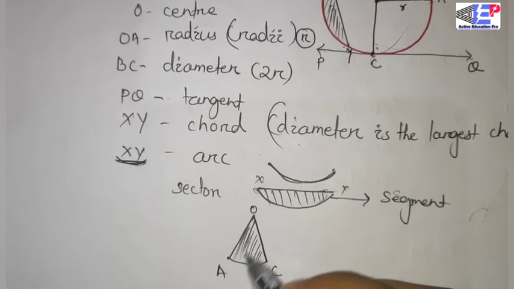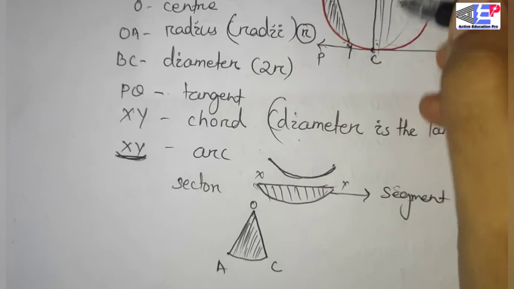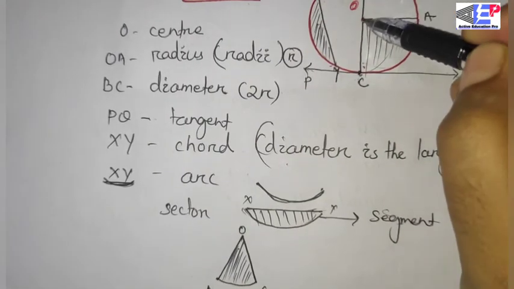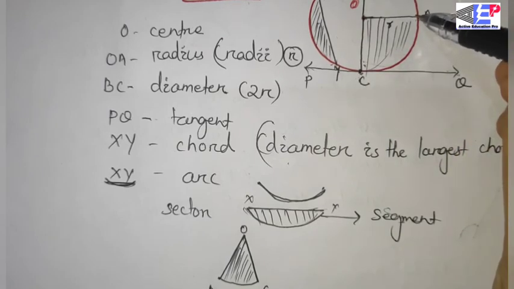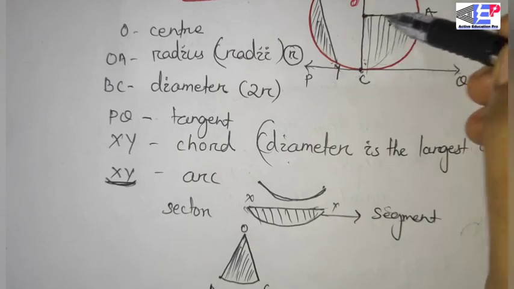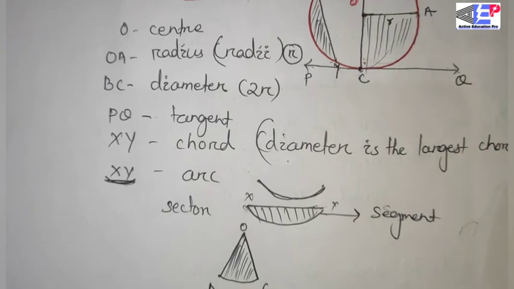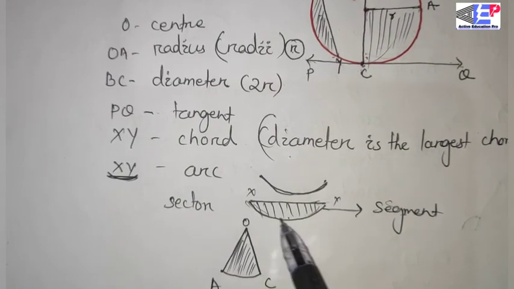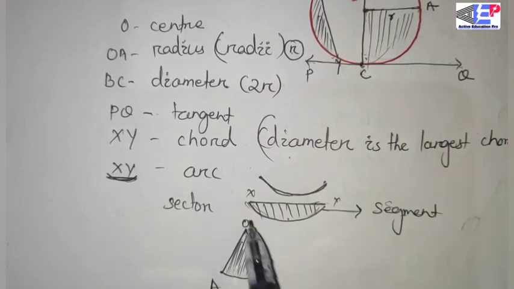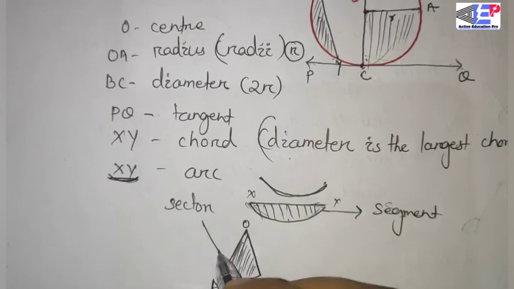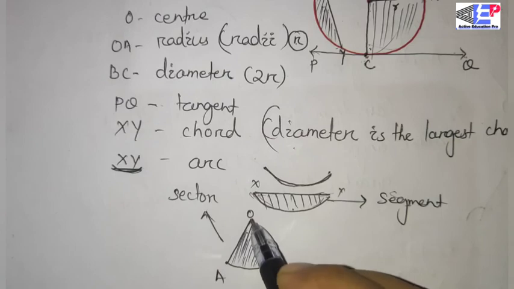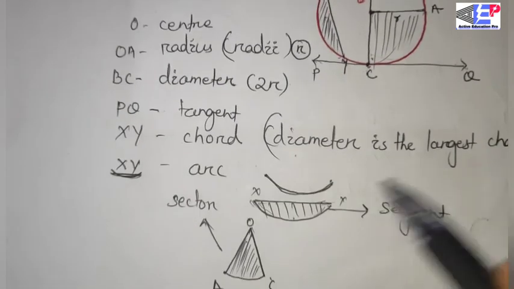OAC, this is the shaded part. Look here, in the circle O is the center and C and A both are points lying on its circumference, and this is the part made by two radii and this is the arc. The segment is made by one arc and a chord, but sector is enclosed by an arc and two radii. So this is the part of the circle.